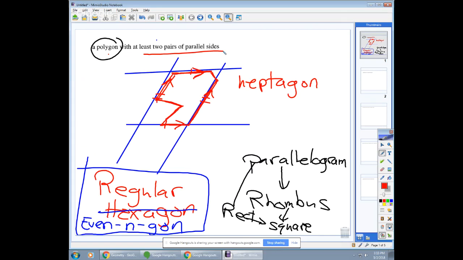Is it concave or convex? Concave. It is concave because it caves in on itself. So I just made a concave hexagon. There's a gazillion different shapes we could draw that fit this description, so it's not specific enough to give it a special name.